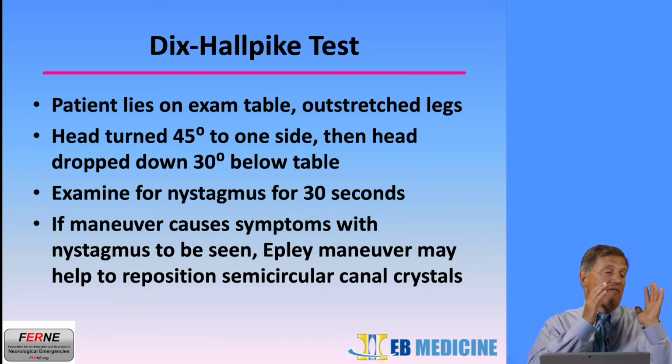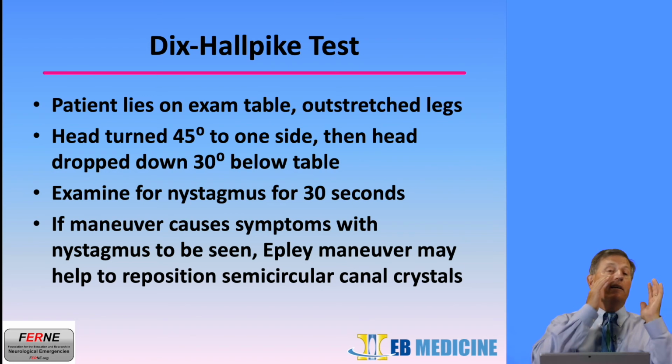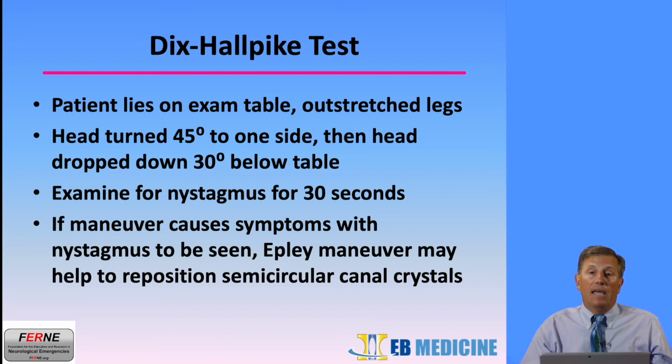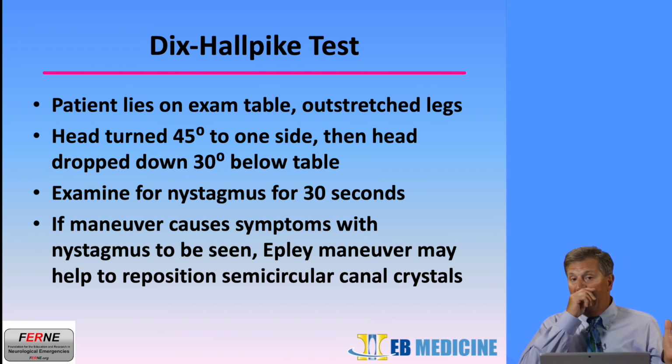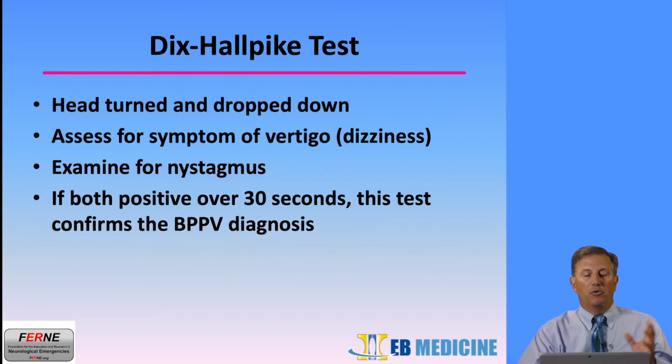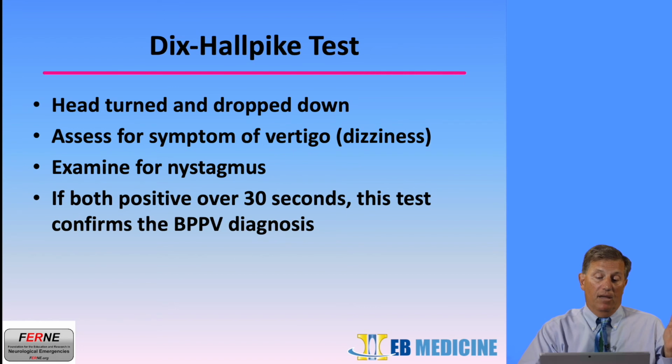Lay them flat, 45 degrees, drop down on one side, do it again, 45 degrees, drop 30 degrees below the table. If on either side there are profound symptoms and nystagmus, this is a positive Dix-Hallpike, in which case the Epley maneuver may be done to help reposition the semicircular canal crystals, which don't belong there. So, head turn and drop down, assess for symptoms of vertigo and dizziness with the Dix-Hallpike, and examine for nystagmus. If both are positive over 30 seconds, the test confirms the BPPV diagnosis.